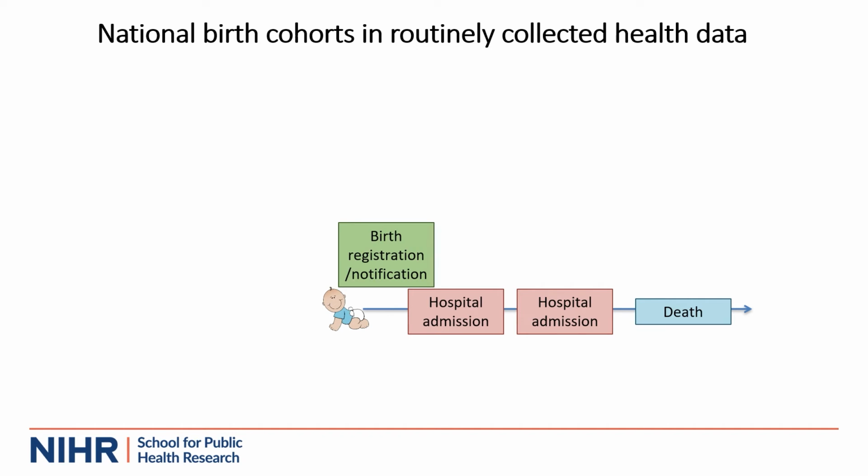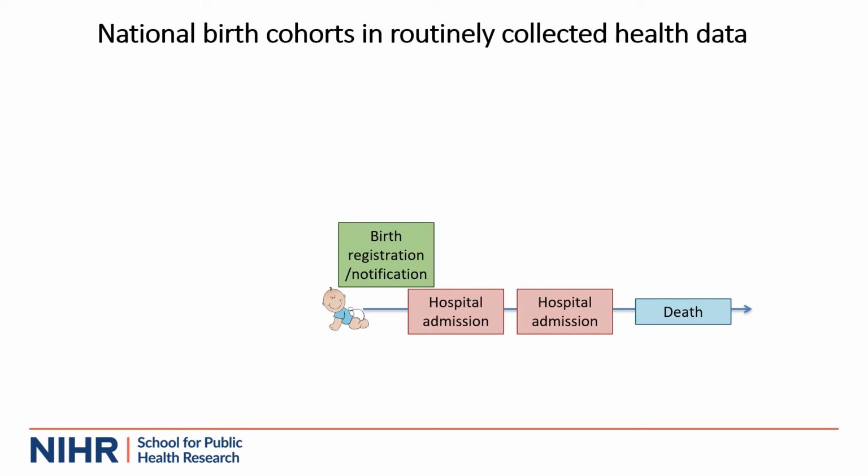So these national birth cohorts are data sets that we have developed where we follow all children born in England during a particular time period via linkage from their routinely collected birth registration and NHS birth notification data via linked hospital admission records and death records data.